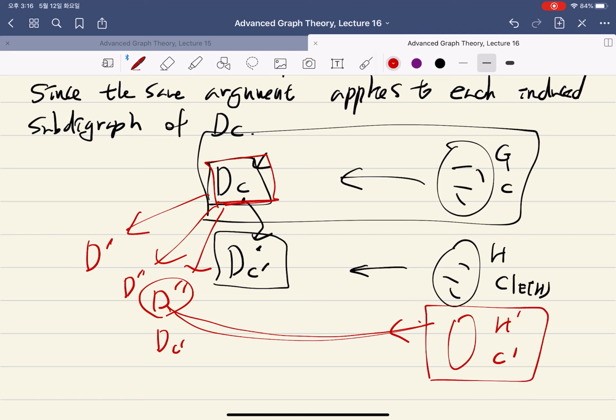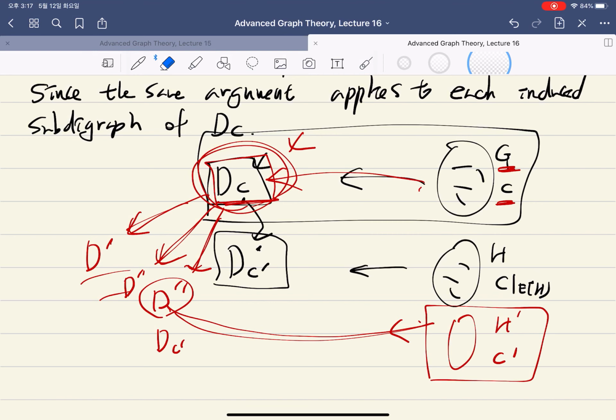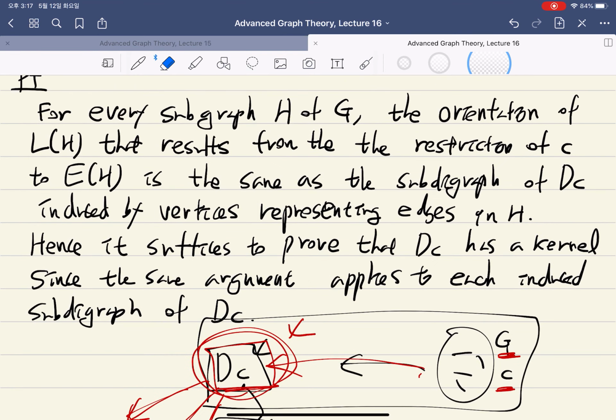So if we just prove that for an arbitrary graph G and an arbitrary proper H coloring of G, if you do this, then you get a graph which always contains a kernel. Then we automatically prove that every induced subgraph of this also always has a kernel, so that the orientation is kernel perfect. So it's enough to prove that this graph DC always has a kernel.